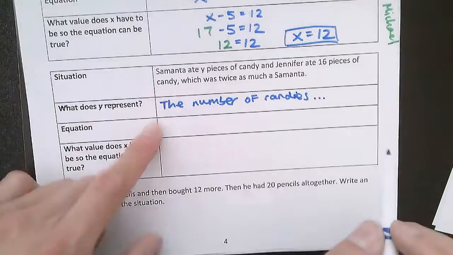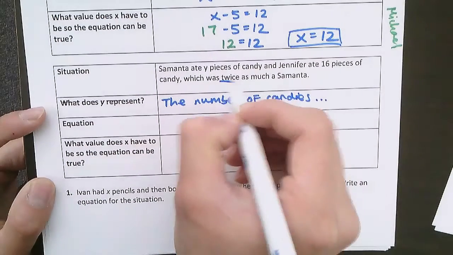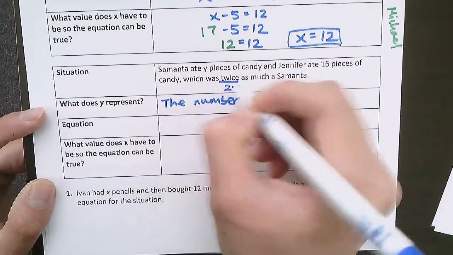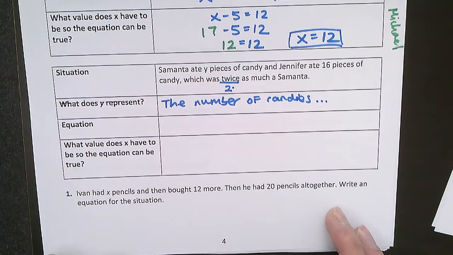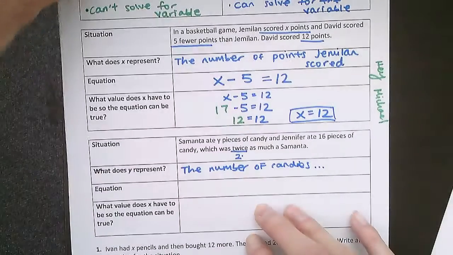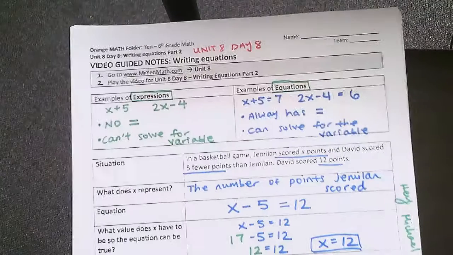And then for the equation, I'm going to have you fill that out, but the hint that I'm going to give you is remember that twice something is the same thing as 2 times something. Twice something means 2 times something. Okay? So with that hint, you can finish the rest of this page and then continue to practice writing equations on page 5. So finish page 4 and then move on to page 5. And with that, good luck.